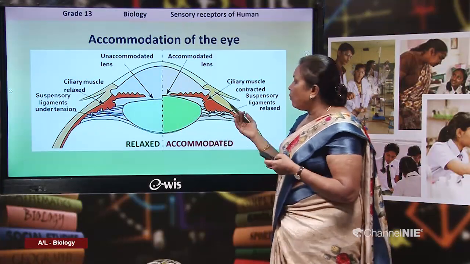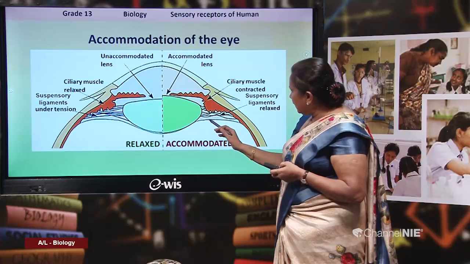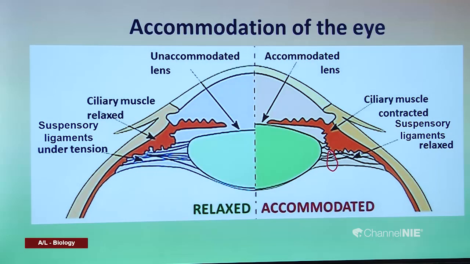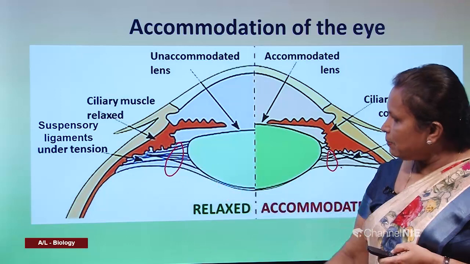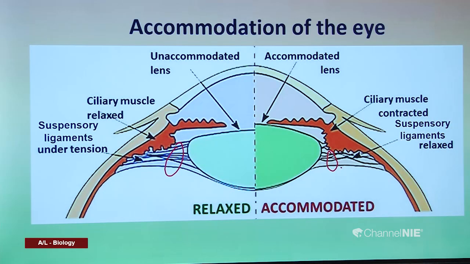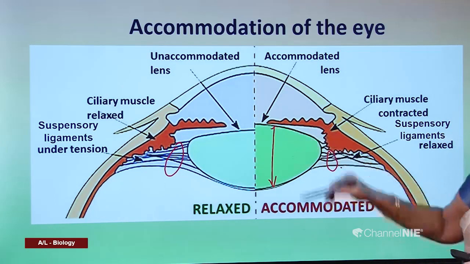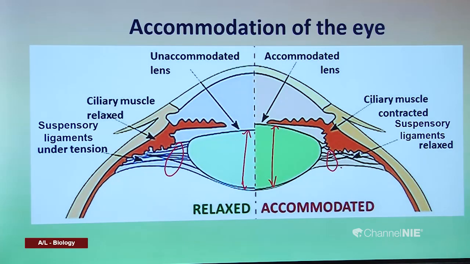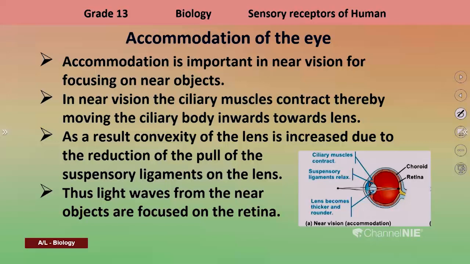You can see it more clearly. Relaxed state and accommodated. So you can see these are the suspensory ligaments. So they are loosened. Here the suspensory ligaments are under tension. So that you can see the thickness of the lens is more, it becomes thinner. Accommodation of the eye. So what I have explained is given in point form here.